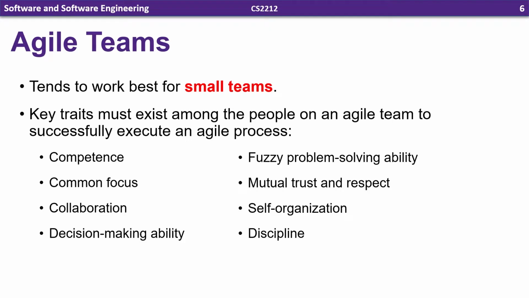So these agile processes we're going to be discussing tend to work best for small teams. So if you're a big company like Microsoft working on a massive monolithic thing like an operating system like Windows, they might not be the best method unless you can really compartmentalize or break the problems down into specific things that smaller teams can work on. And these teams must have certain key traits among the people to be effective in an agile environment. There's competence. You need experienced developers that know what they're doing. They need to have a common focus. They have to have collaboration, decision-making abilities, fuzzy problem-solving abilities, mutual trust and respect.